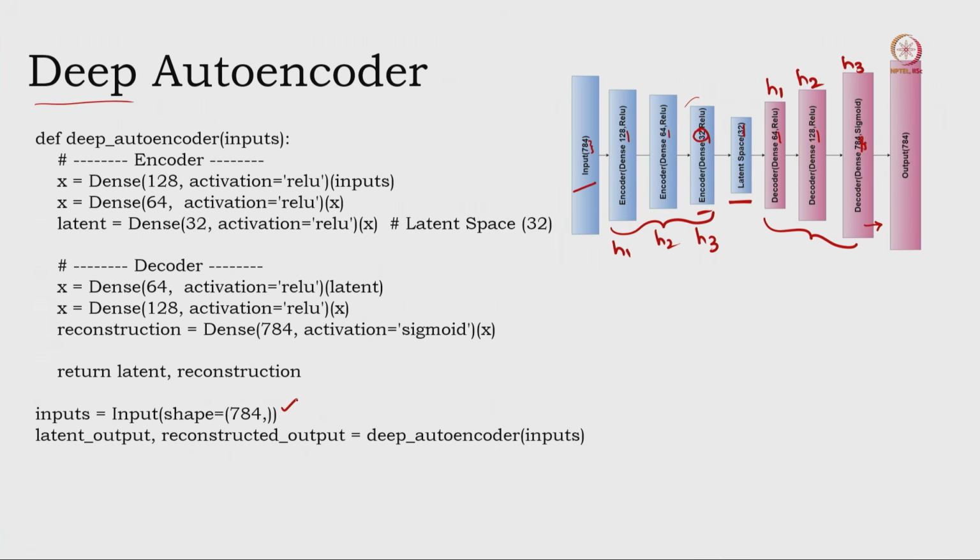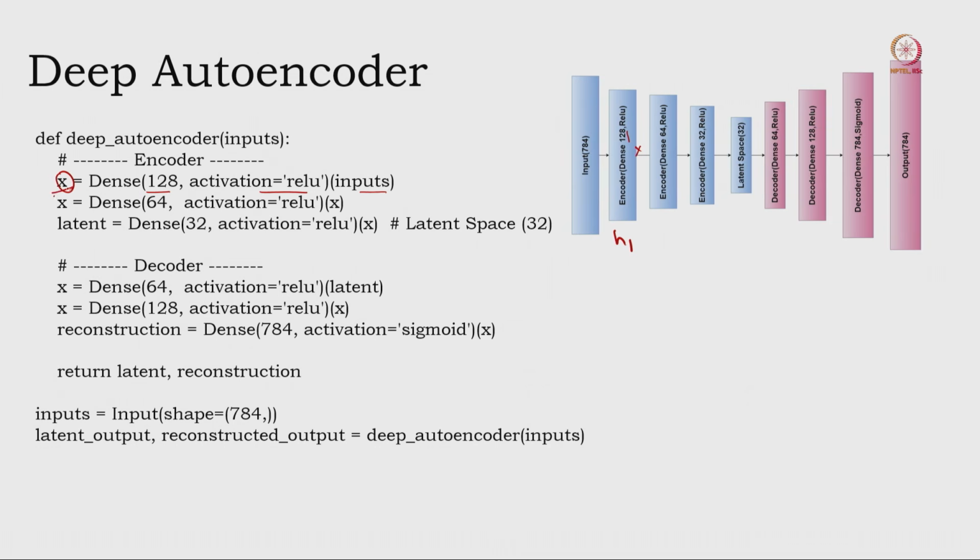So, we have 784 input. This input is assigned to this variable and you are calling a deep autoencoder function. So, the control is going to this particular function. Here this is the first hidden layer. We are passing it to the first hidden layer. So, how many neurons are there? 128. Activation function is ReLU and the input is being passed and the output is assigned to variable x.